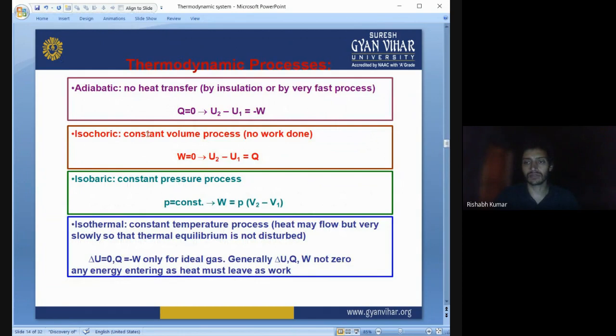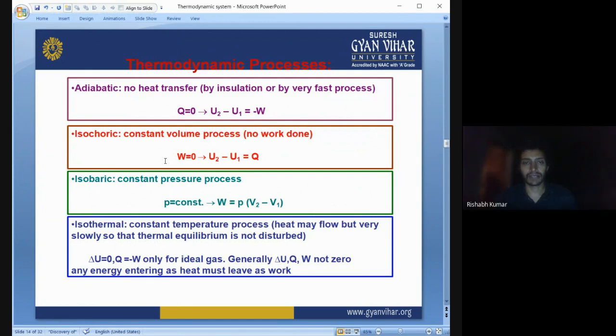Then isochoric means there is no change in volume. Because there is no change in volume, work done will be equal to zero, so delta W is going to be zero. So all the energy in the form of heat that is being transferred between the system and the surrounding will result in the change in the internal energy of the system, right? Your internal energy of the system is dependent on the temperature.